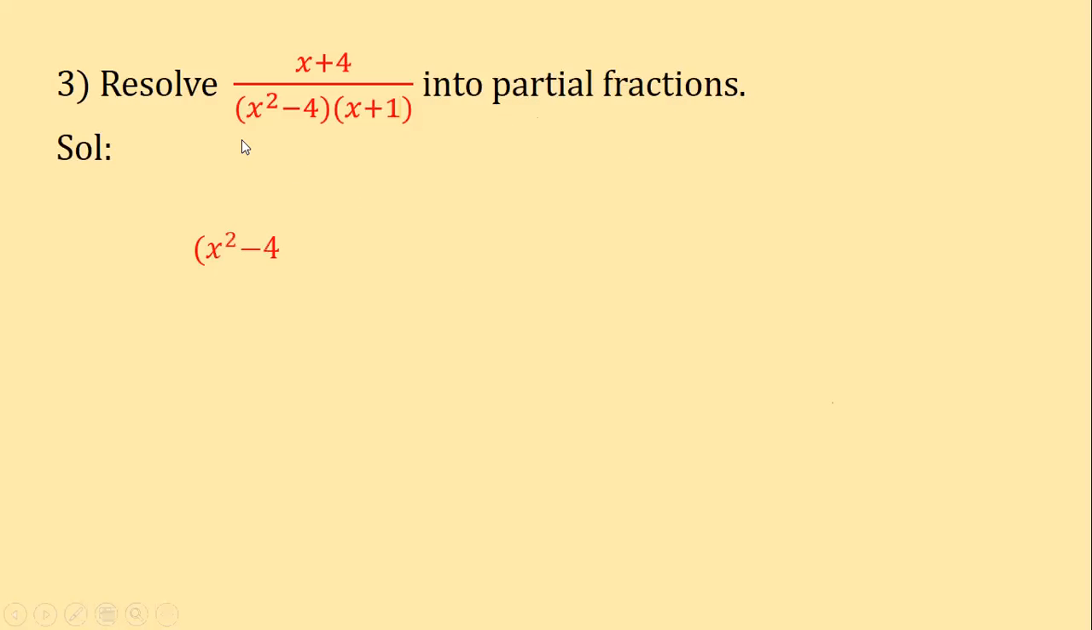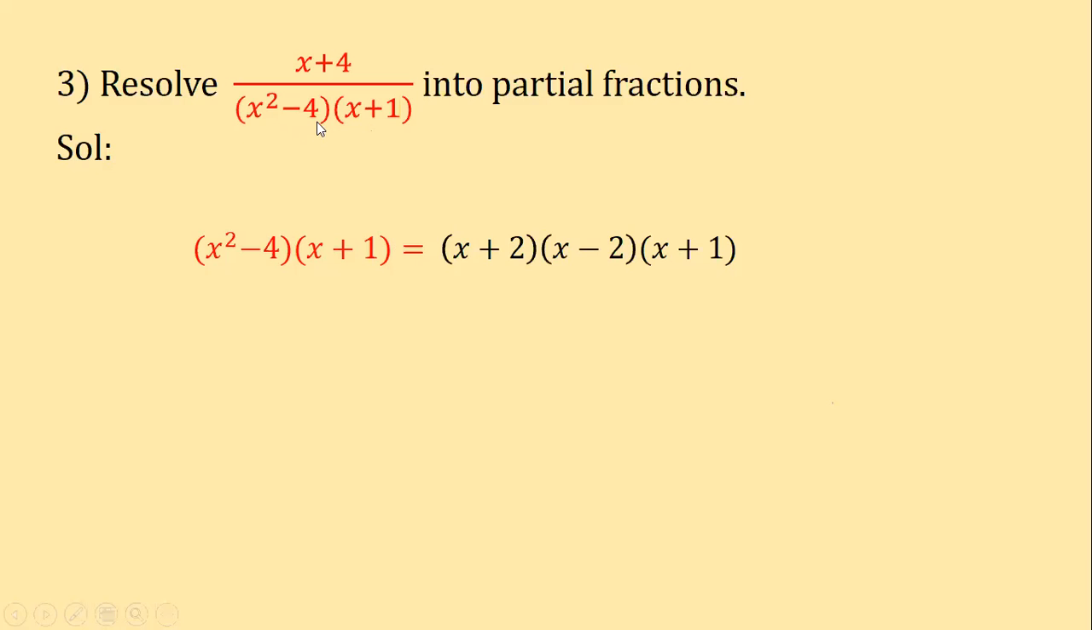Resolve x plus 4 by x square minus 4 into x plus 1 into partial fractions. So what do we have here? The denominator has x square minus 4 into x plus 1. That means if you multiply this, what happens? X square into x is x cube, which is a cubic polynomial. A quadratic polynomial is split into two linear factors. A cubic polynomial should be split into three linear factors. Yes or not? But if you observe the sum, we already have one linear factor, which is x plus 1.